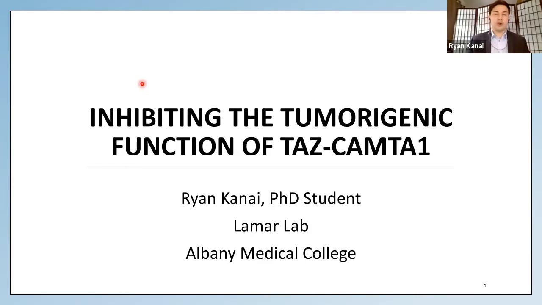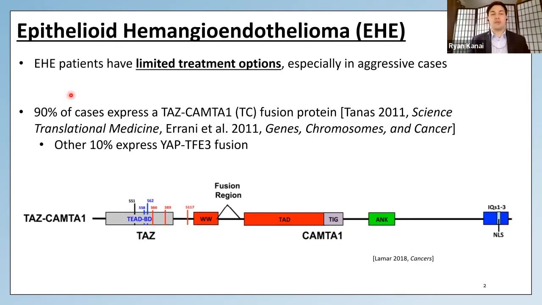So, of course, I think we all know a fair bit about EHE at this point, and I just want to address a couple quick background points regarding EHE that are pertinent to my project. The first being that EHE patients have pretty limited treatment options available to them, particularly in aggressive cases of EHE. And as work from many attendees has previously shown, about 90% of cases express a TAZ-CAMTA1 fusion protein, seen below here, while the other 10% express a YAP-TFE3 fusion protein.